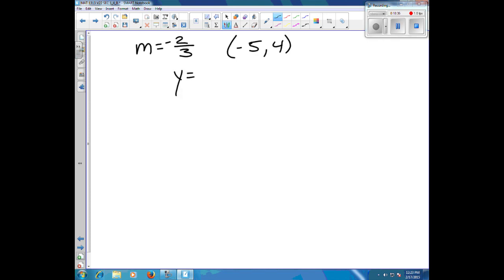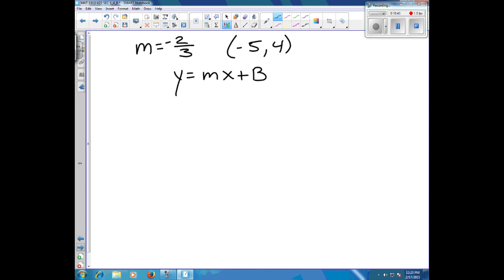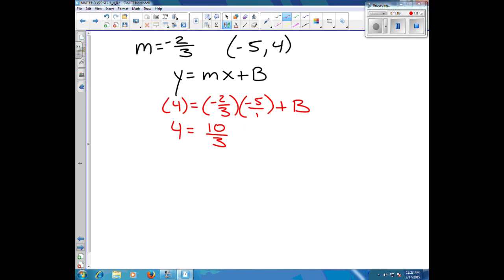And we're going to say y equals mx plus b. And we want to solve for b. So we're going to plug everything else in. y becomes positive 4. m is negative 2/3. x is negative 5 plus b. So that's 4 is equal to, this is negative 5 over 1. Negative 2/3 times negative 5 over 1 is going to be positive 10 over 3 plus b.